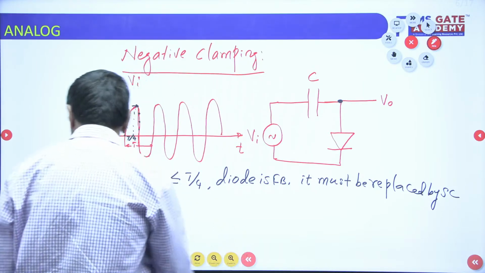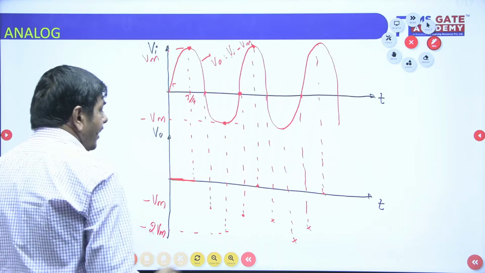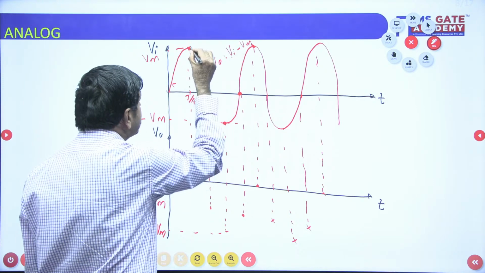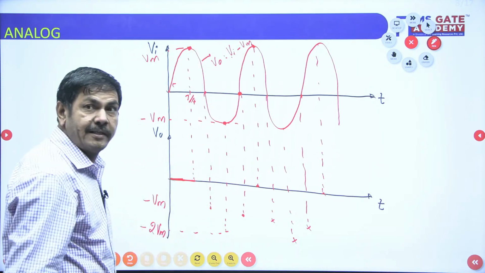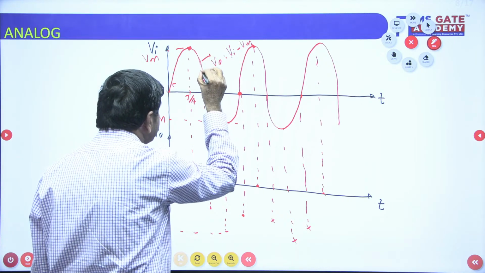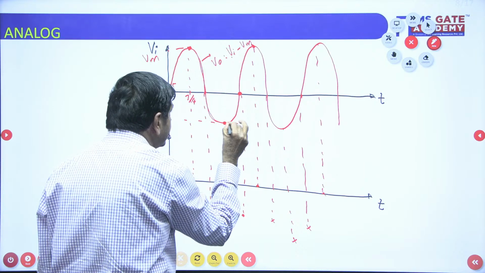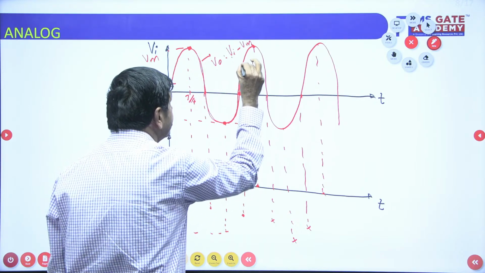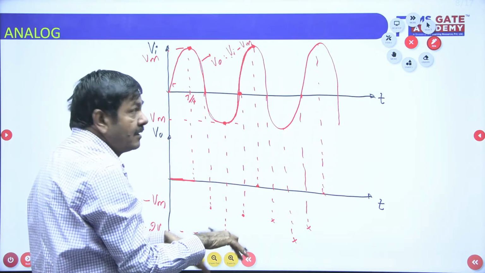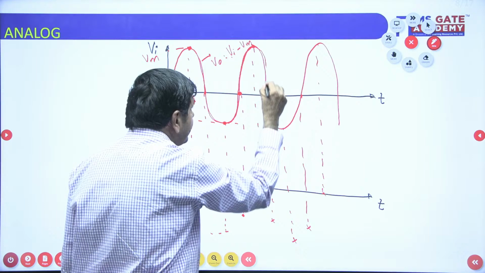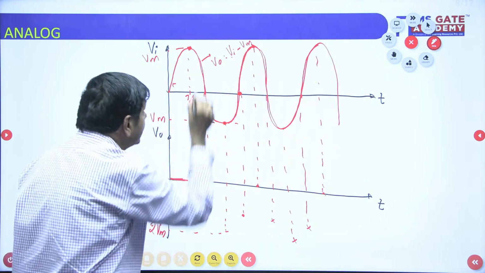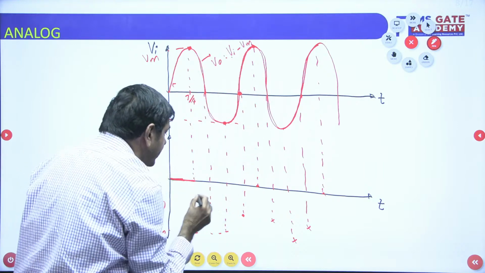The point you have to understand here is how it is done. This portion from this point to this point, I am going to get 0 voltage only. From this point onwards, it is shifted. This portion is shifted. The same shape of the waveform will be shifted down. I can draw like this now. From this point onward, the same shape comes.